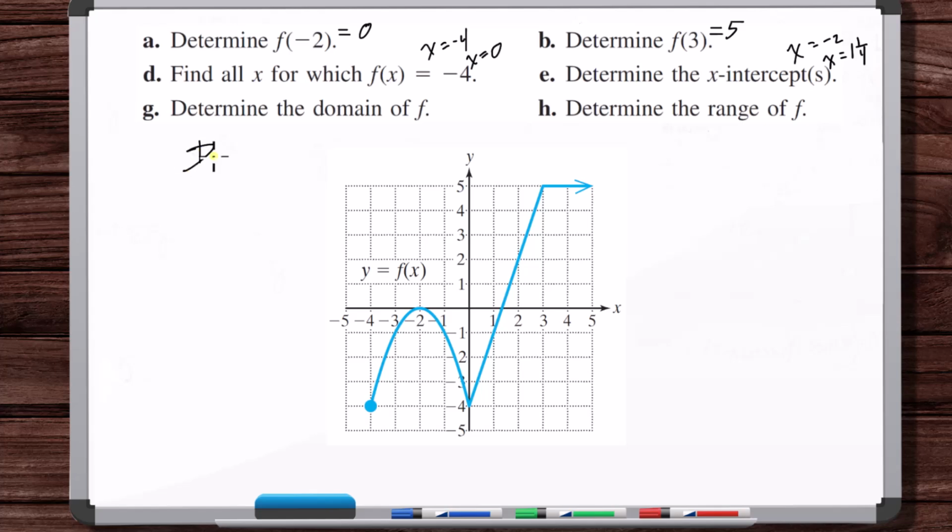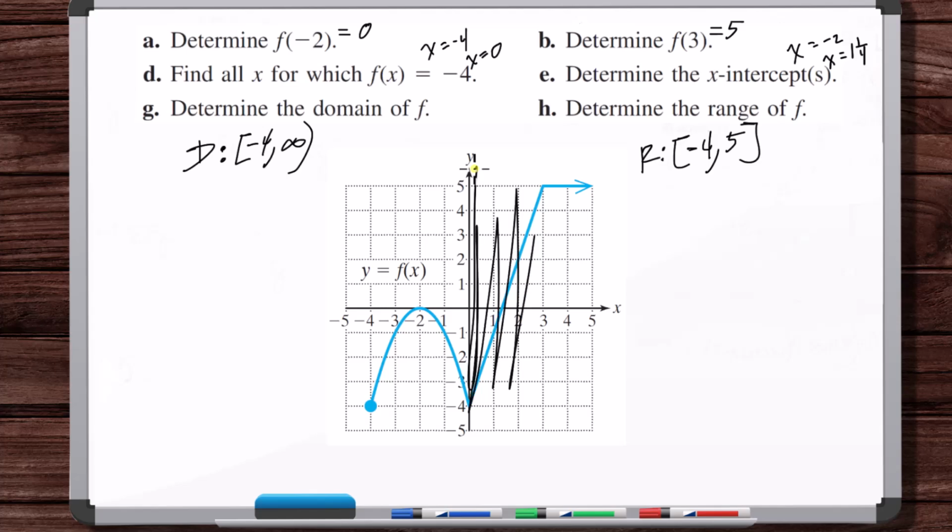Okay, what is the domain? Let's see. You can input minus 4 and then anything above minus 4. If you inputted something over here, you're not going to get a value. Now, what is the range? Let's see. Minus 4 to 5, including 5. That's kind of tricky. You see, it doesn't go past 5. But anything between minus 4 and 5, you can get that value.